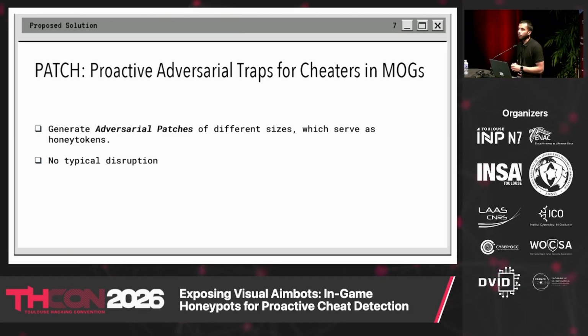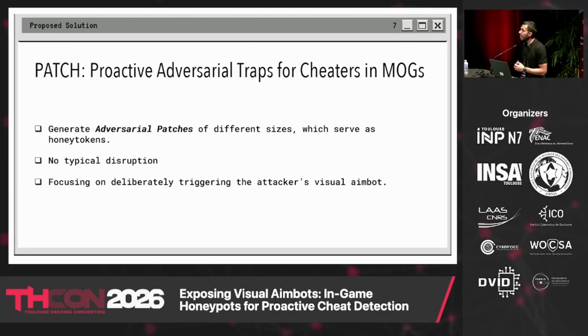Now, when we talk about patches in the context of AI or computer vision or object detection, usually they're presented on the screen so that the model disrupts, classifies one class as another class, or just doesn't work at all. However, in this case, we actually want to generate patches that have intrinsic features to deliberately trigger the attacker's visual aimbot.